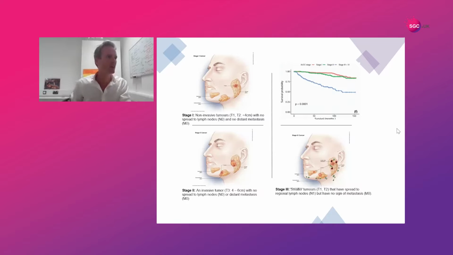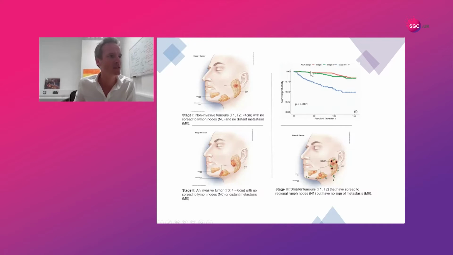So if you look here, just in simple terms, this is that same figure as on the front slide, just about a salivary gland. So stage 1 is a small tumor in the salivary gland, nothing anywhere else, no lymph nodes. A stage 2 is a slightly larger tumor in the salivary glands, nothing anywhere else, no lymph nodes. And a stage 3 is a smaller tumor with lymph nodes in the head and neck region. And then stage 4 is anything else.